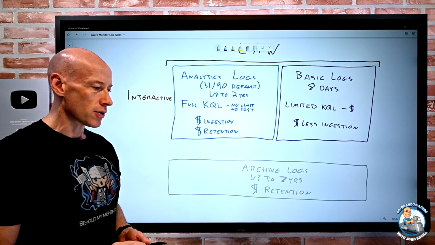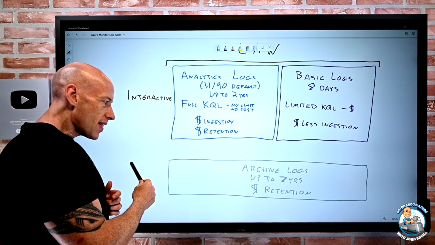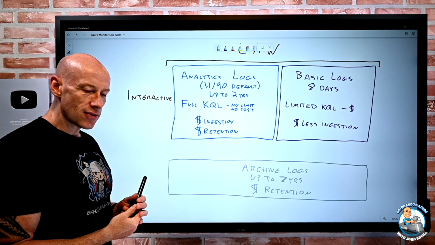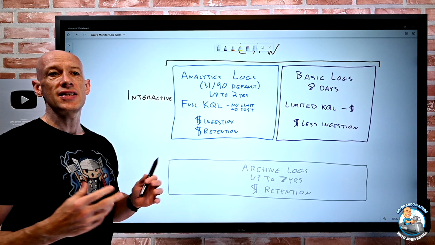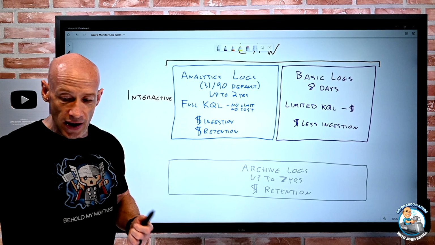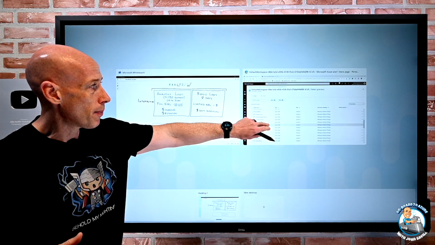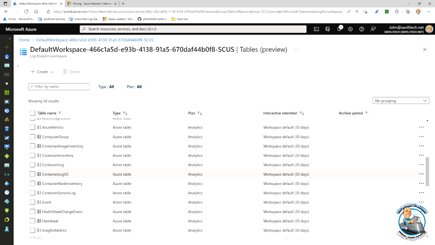That's how this is built. So the idea is, I have a certain amount of interactive. Then once it goes past the interactive time, and if I've configured it, I want to keep it now in archive for another 60 days or 90 days or 2 years or 7 years, I can configure those things. Once again, what I'm going to pay for when I get to the archive is that retention.